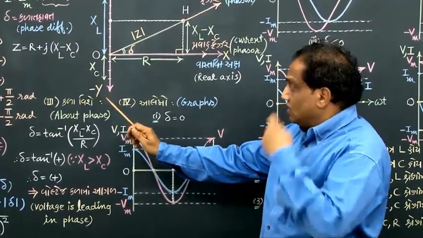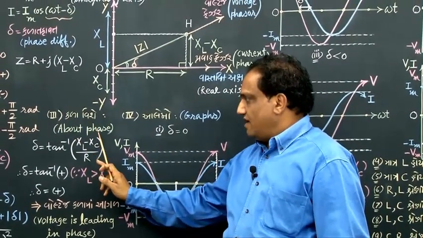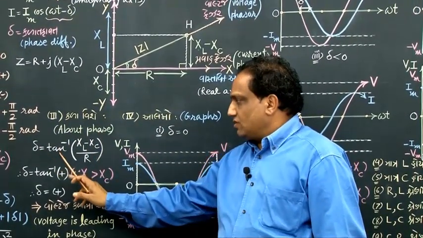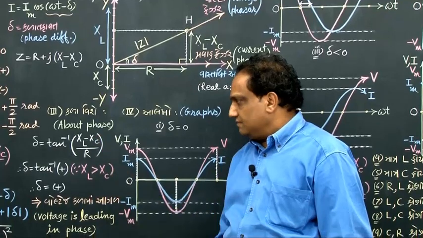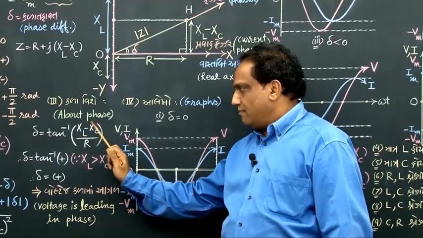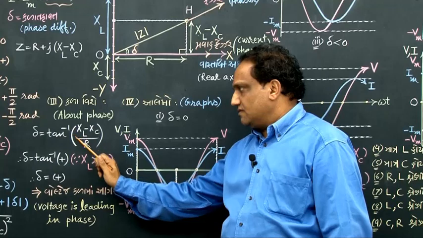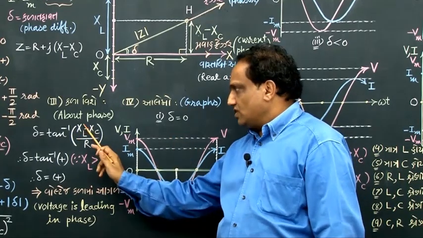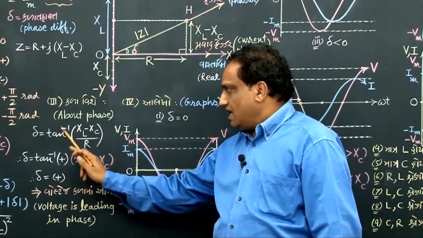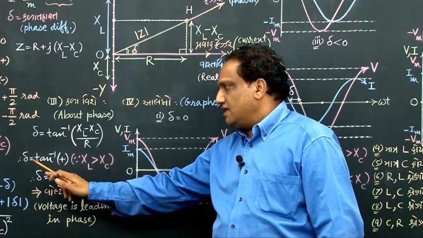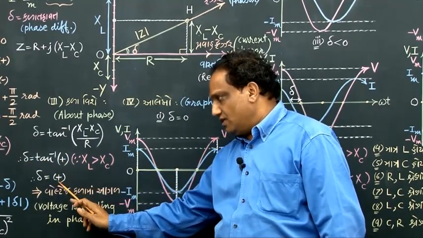What about the third part? About phase. You know delta equals tan inverse of (XL minus XC) upon R. Right now XL is greater than XC, bigger value minus smaller value, this will give you a positive value, positive upon positive, tan inverse of a positive number, and hence delta you will get positive.